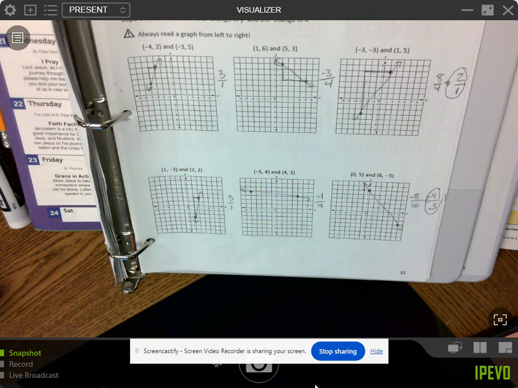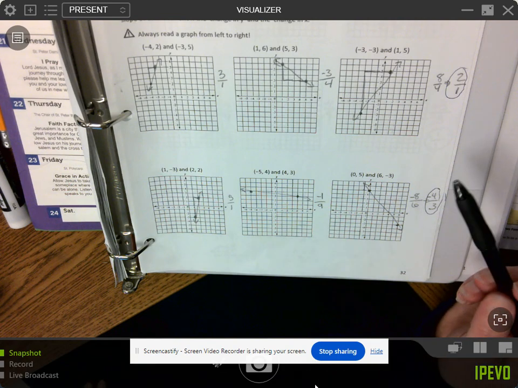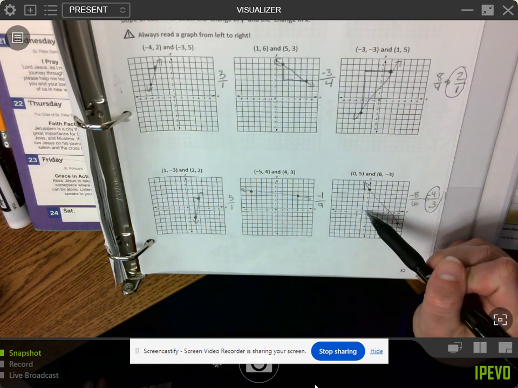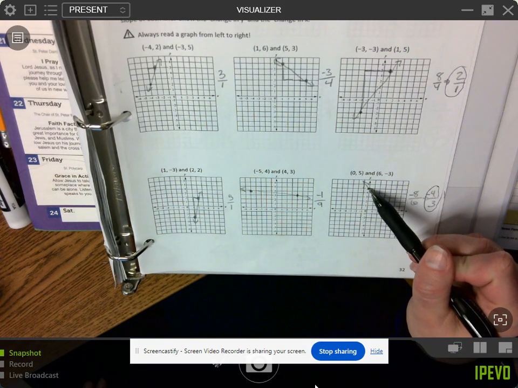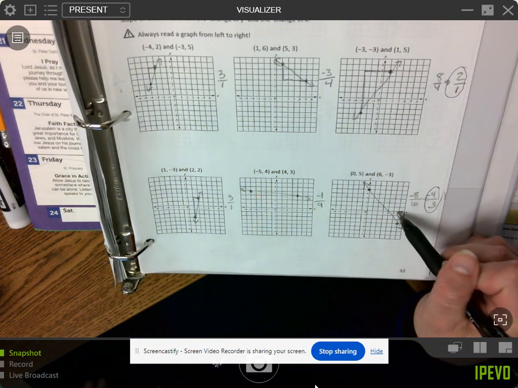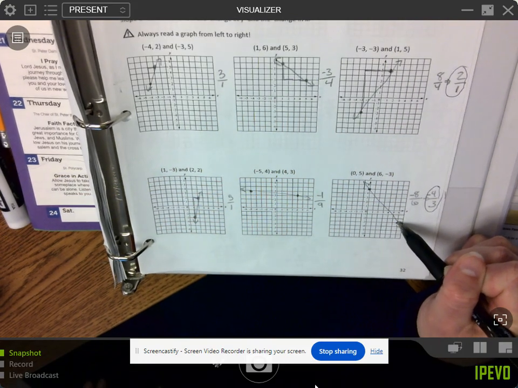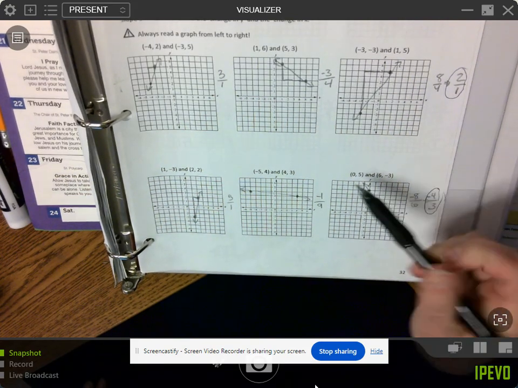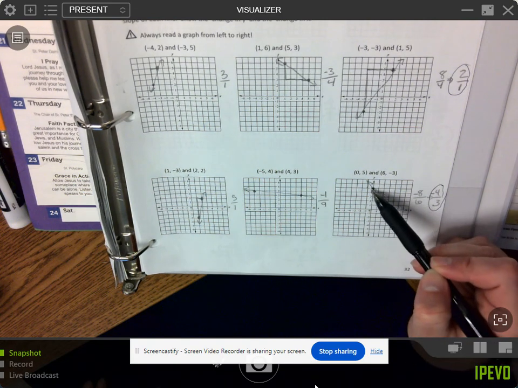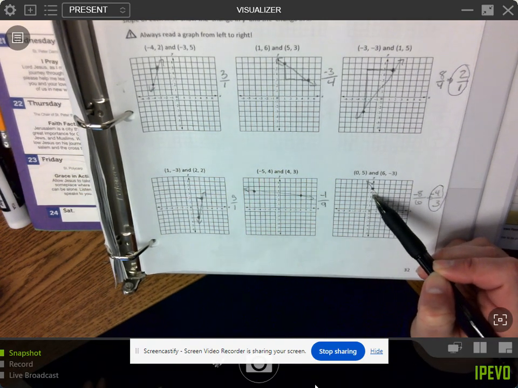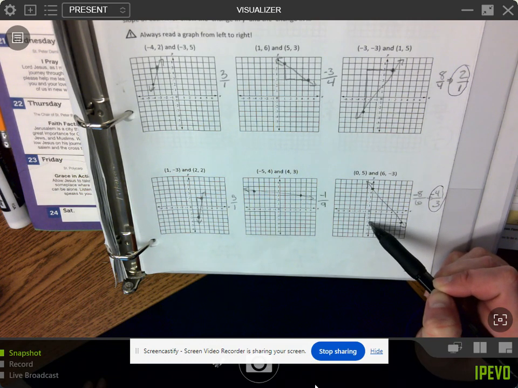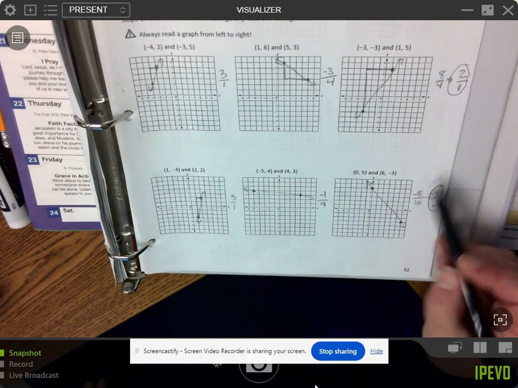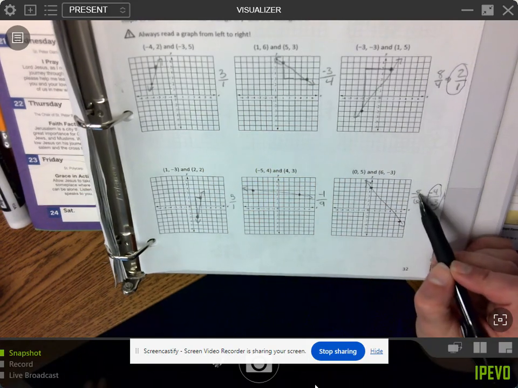I saw a couple of confused looks. Jimena. So the last one, we have (0, 5). So my first point is on that y-axis. Then I have (6, -3). My second point is down here. So reading left to right, I hit this point first, and I go down 1, 2, 3, 4, 5, 6, 7, 8. So because I went down, it's negative, and I went down 8.